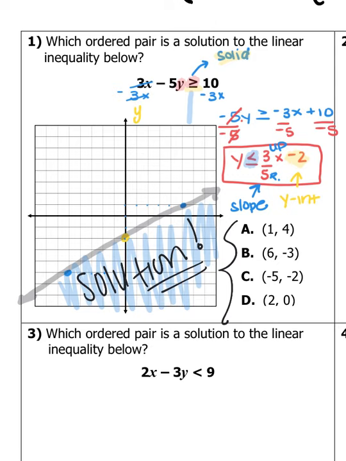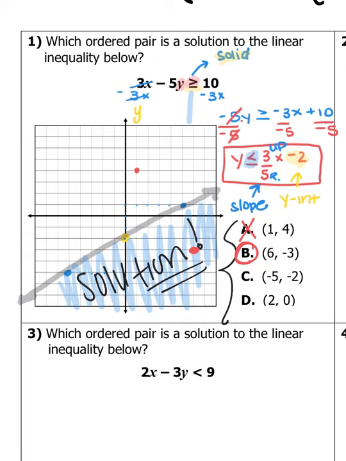So let's check. 1, 4. That'd be right 1 and up 1, 2, 3, 4. Is that in that shaded region? No. What about 6, negative 3? 1, 2, 3, 4, 5, 6. Down 1, 2, 3. Look at that. It's right here. So this is the solution to the inequality.